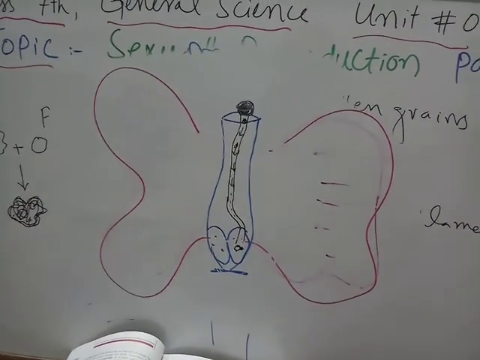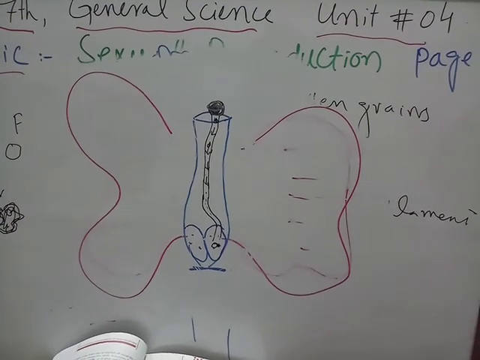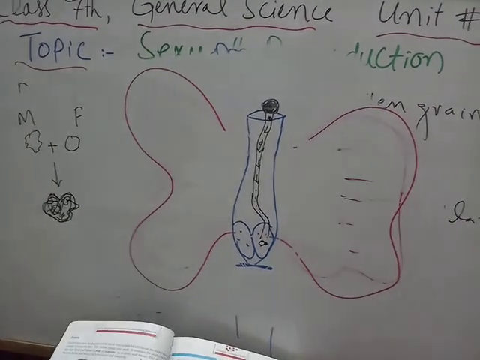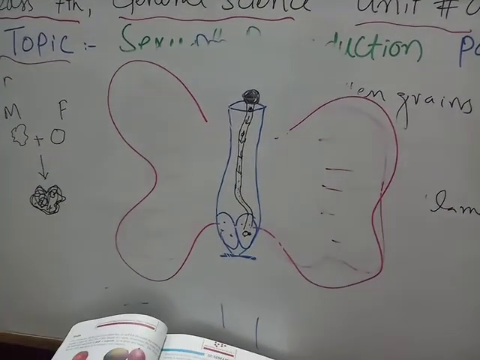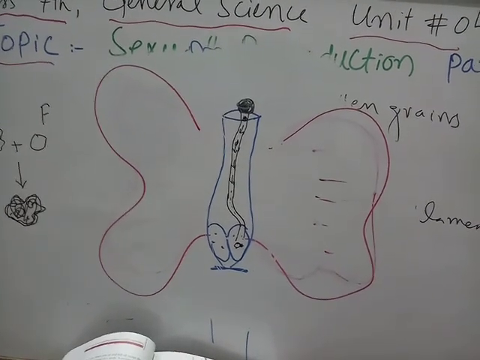Some seeds also develop a very hard coat. For example, an apple has an outer coat. Similarly, mangoes have an outer coat, and nuts, for example almonds, have a very tough coat.